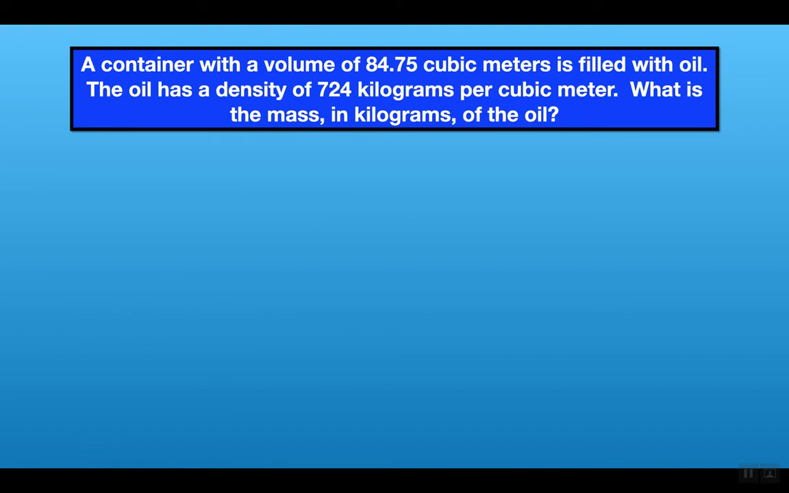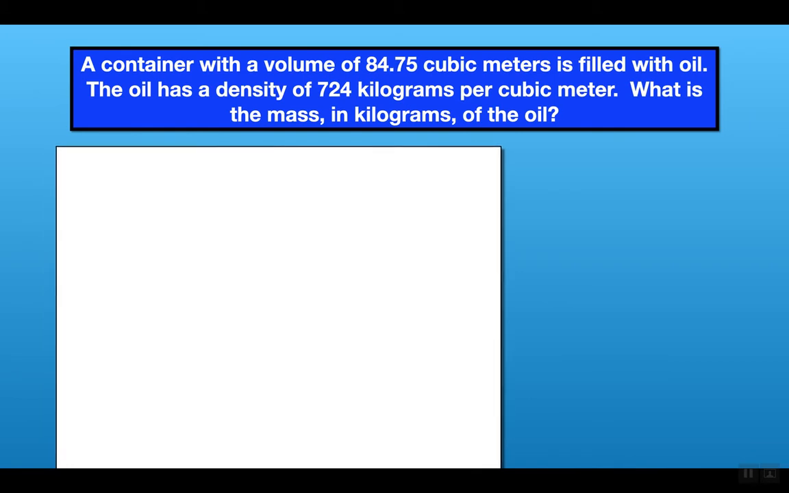A container with a volume of 84.75 cubic meters is filled with oil. The oil has a density of 724 kilograms per cubic meter. What is the mass in kilograms of the oil? Okay, so to begin with, let's start with our formula for density. Density equals mass divided by volume. Okay, now let's see what information is given to us in the question.